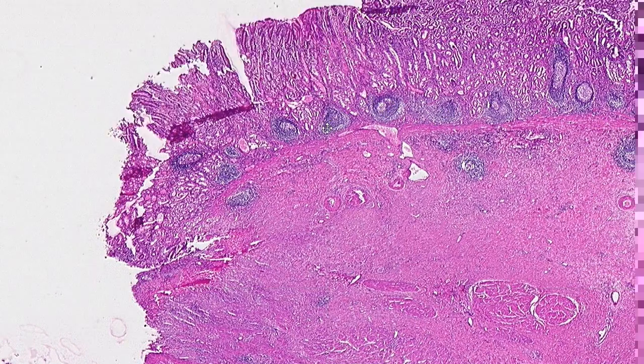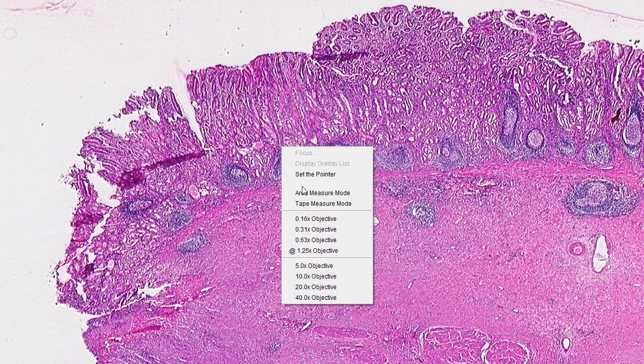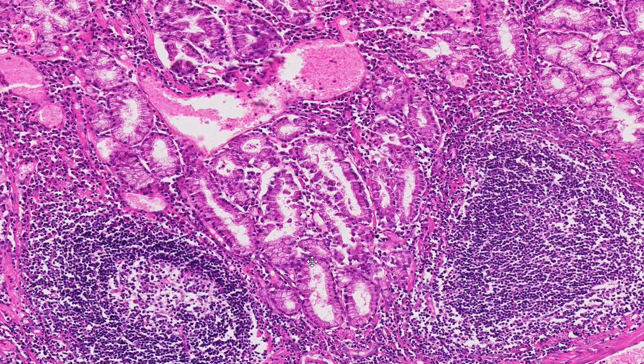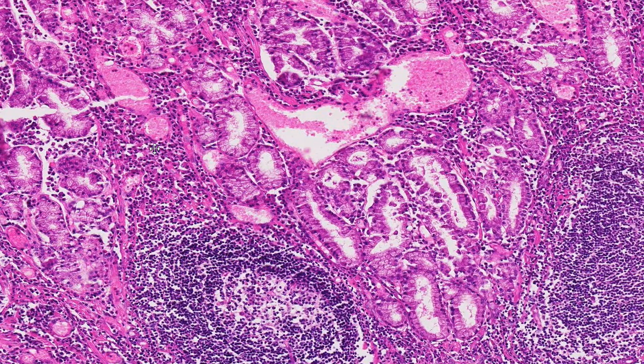And then we could go to even higher power and look in the lamina propria. Near these collections of lymphocytes, we see abundant chronic inflammation. This is plasma cells mostly. You'll remember from histology that plasma cells have eccentrically placed nuclei and abundant kind of pinkish cytoplasm. There are also lymphocytes mixed in here in the lamina propria.